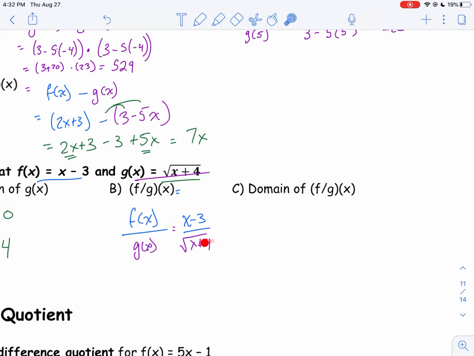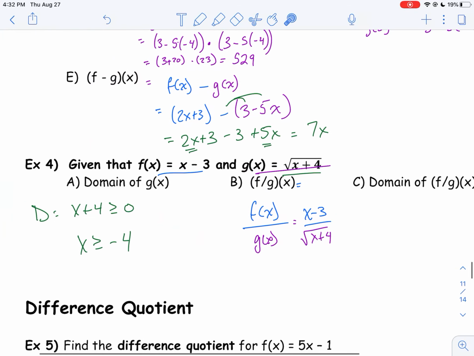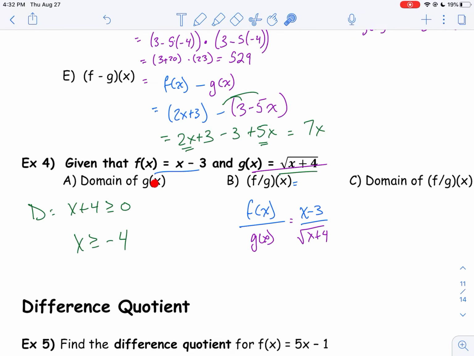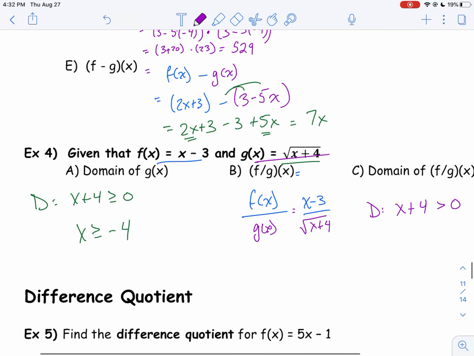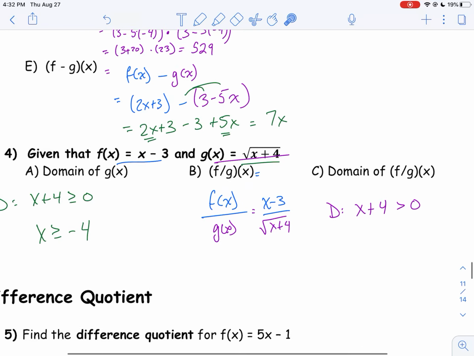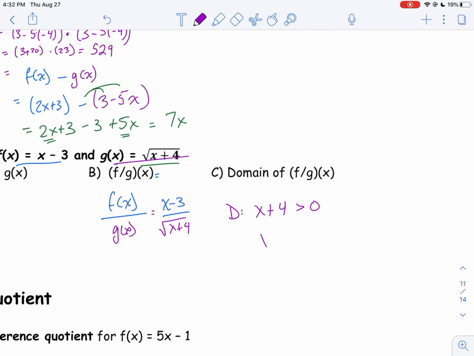It's going to be similar, right? We still have the square root. The only difference is here, g can have 0 as an answer. The square root of 0 is 0. But what if we get the square root of 0 here? You see, we'd be dividing by 0. In this case, the domain is going to be the exact same. X plus 4 is greater than 0. The only difference is that greater versus equal to. Here we go. X is greater than negative 4.